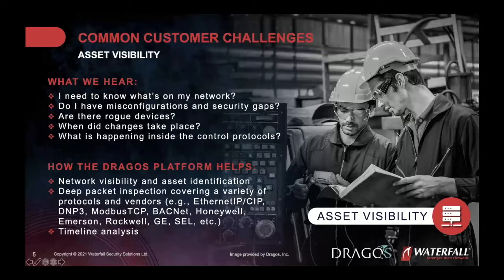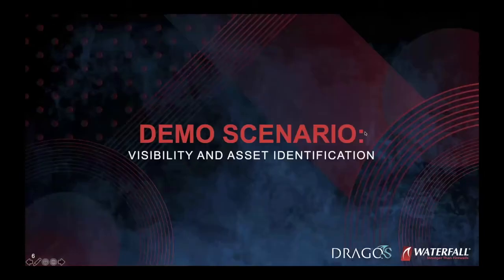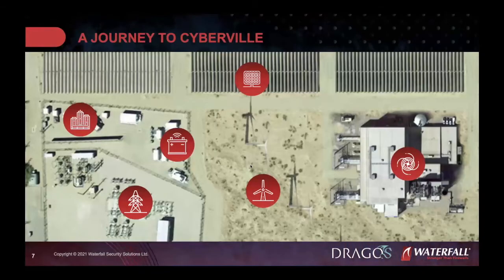We can talk about how the Dragos platform works for that. We have a lot of visibility there with our sensors, and specifically visibility into the ICS-specific protocols. We're looking at deep packet inspection of DNP3, Modbus TCP, and those kinds of protocols. I have a demo scenario that we used for a variety of reasons, so I'm going to walk through it. This is about how we can add visibility and asset identification. So we're going to take a little journey to CYBERVILLE.